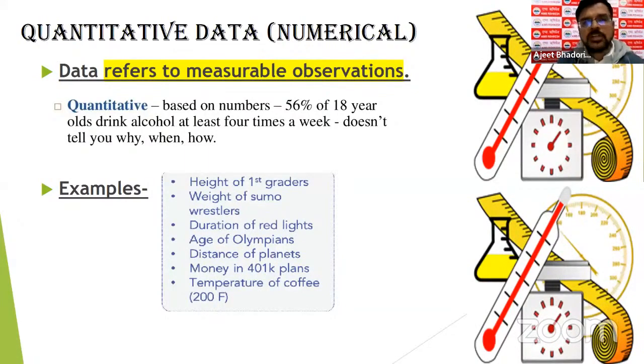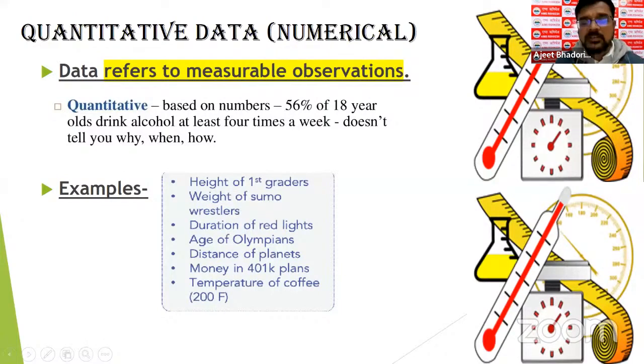Examples of quantitative data are, I've given some examples: the height of first graders, the weight of sumo wrestlers, the duration of the red light in a traffic light, the mean age of Olympians, the distance between the planets. These talk about numbers. So if we are interested in numbers, we go for quantitative data collection, and that is simple to do. Then second comes the qualitative part.